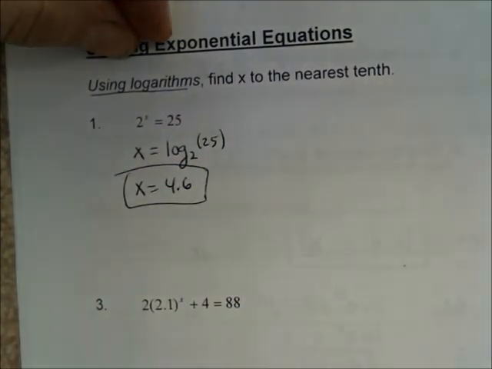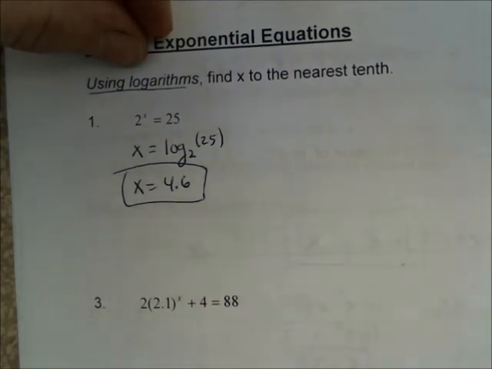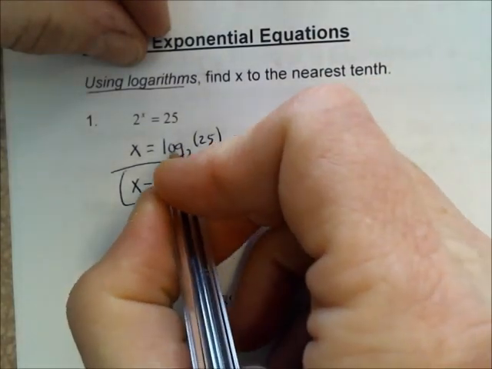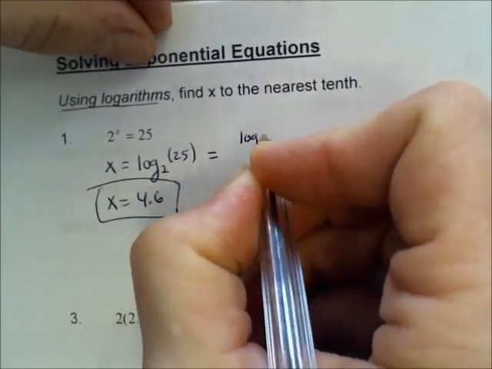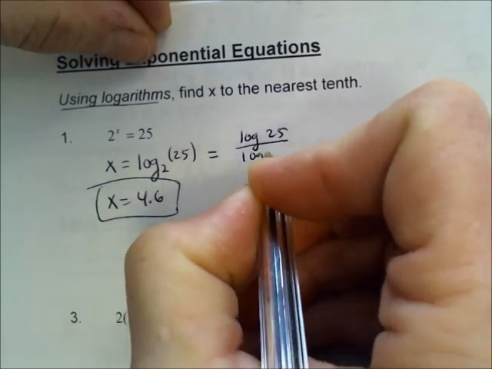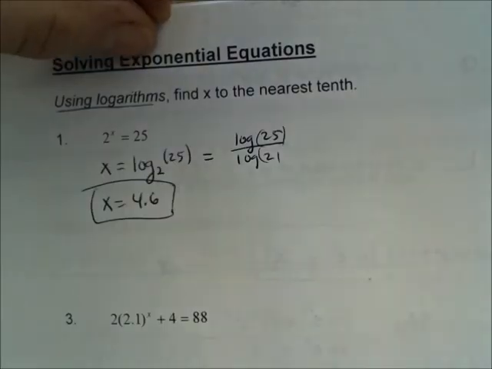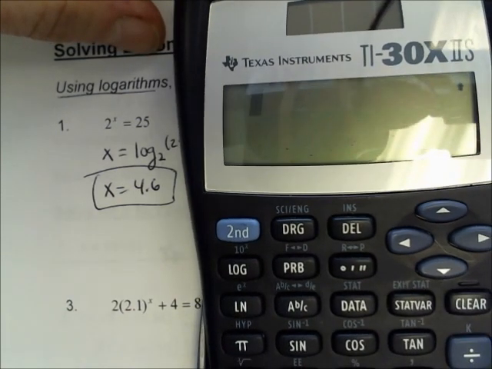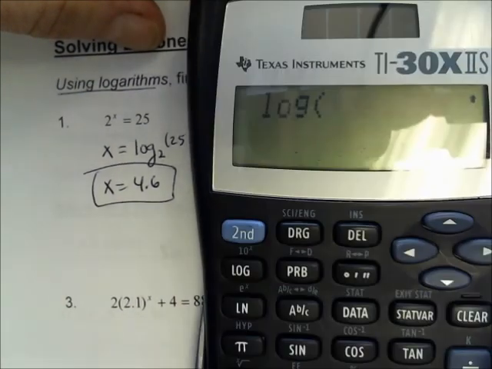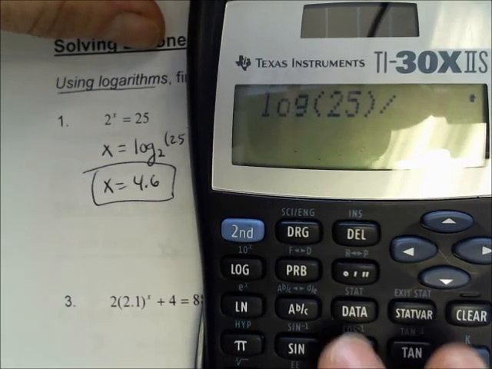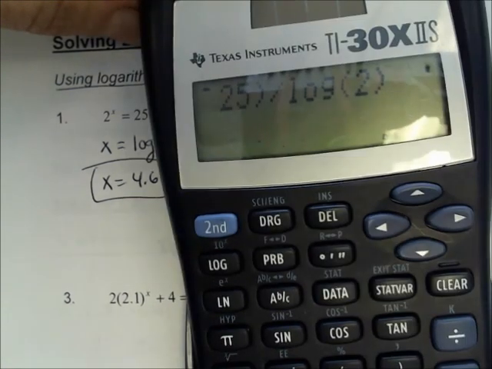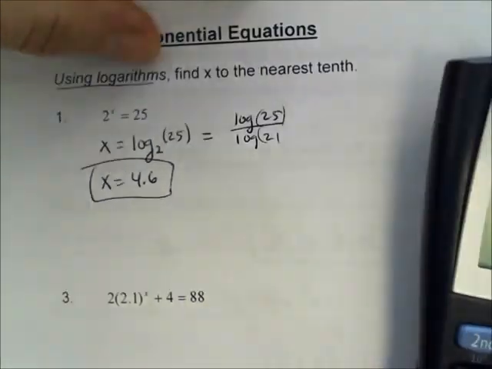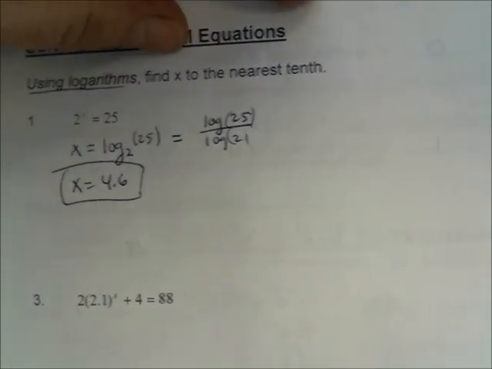And that's it. If you don't have a graphing calculator, you can also use just a regular log button. The log base 2 of 25 is the log of 25 divided by the log of 2. It's just a formula that you can use in case you don't have a graphing calculator that has that special button. So if we press the log of 25, close the parentheses, divided by the log of 2, close that parentheses, we get the same answer, 4.6. Either way you want to do it depends on if you have a graphing calculator or not.